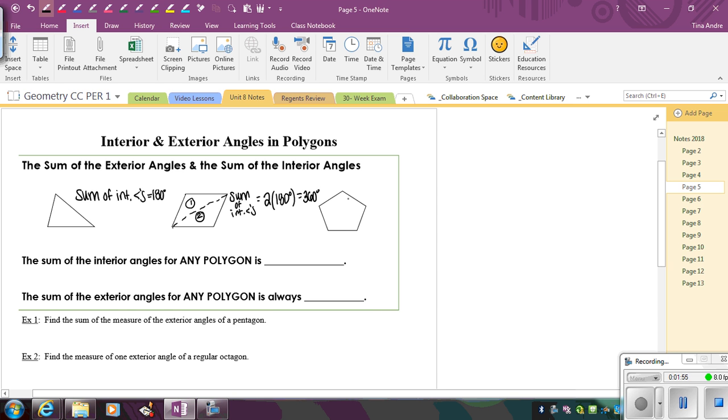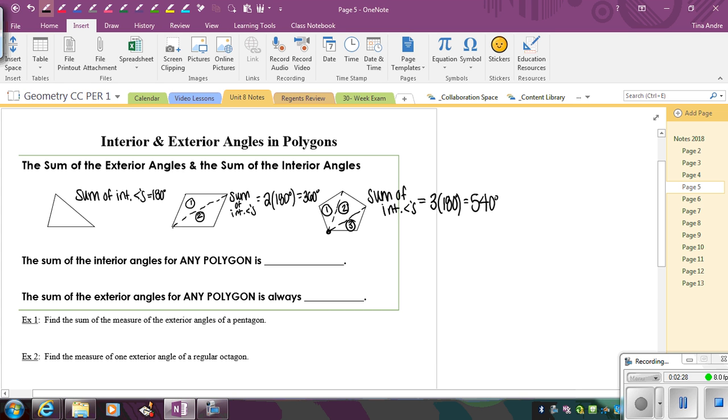Same idea for this pentagon. So again, pick a vertex to start at. So if I start here, connect to each of the other vertices. So I'm just starting at that vertex down in the bottom left and connecting to all of the other corners. I see that there's three possible triangles this time. So that means that the sum of the interior angles will be 3 times 180 degrees. So that's going to give us 540.